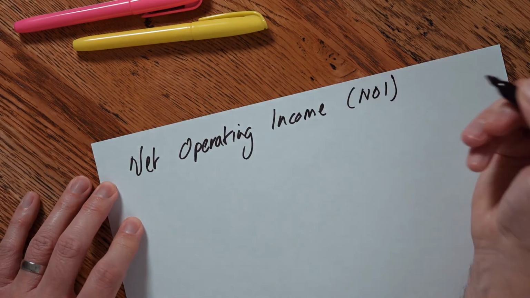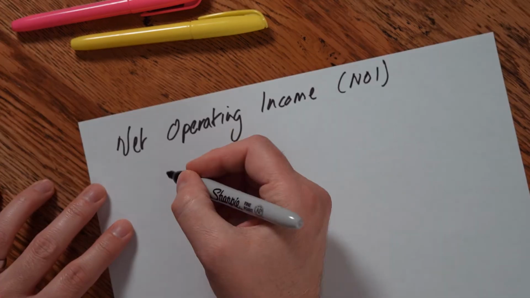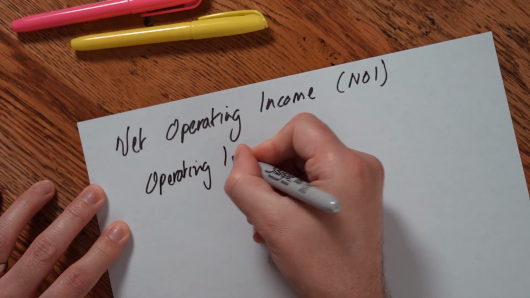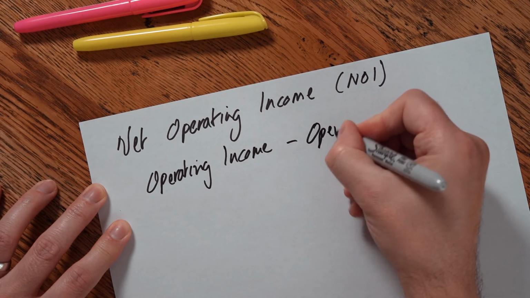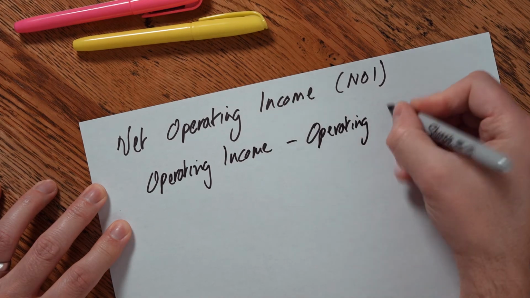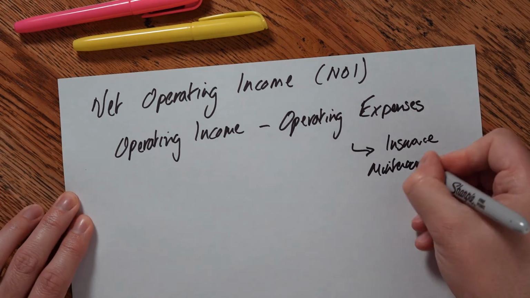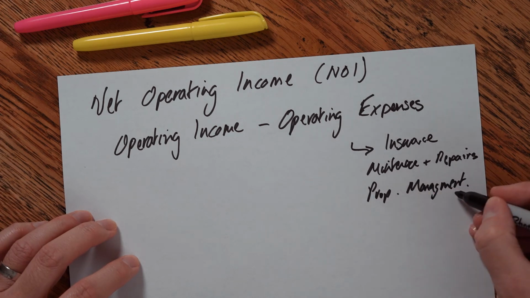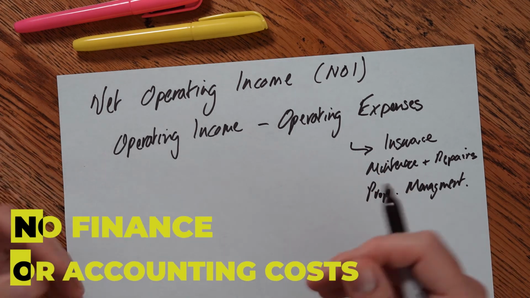So let's now look at net operating income. This allows us to determine how much cash flow a buy-to-let property is actually making. The calculation for this is the operating income minus the operating expenses. So operating expenses would be things like insurance, maintenance and repairs, and the property management. It doesn't include the finance costs or any accounting costs in this calculation.